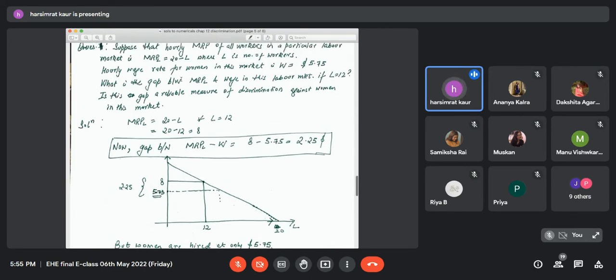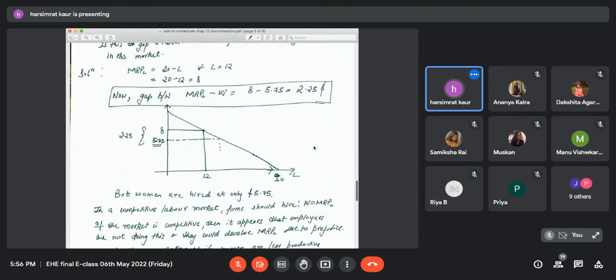But what we are being provided, it is said that the wage rate for women in this market is only $5.75. So what is the wage gap or the discrimination that I'm facing? 8 minus 5.75, which is equal to $2.25. Okay, so guys, that's it.